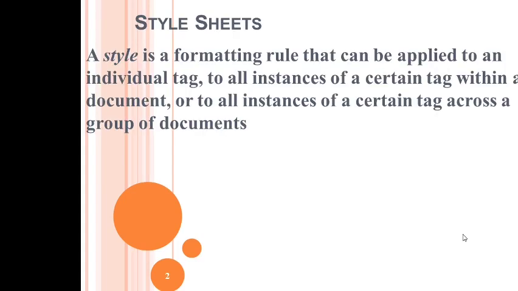A style is a formatting rule that can be applied to an individual tag, to all instances of a certain tag within a document, or to all instances of a certain tag across a group of documents. So a style is a formatting rule that can be applied to an individual tag or to a certain tag within a particular page or document, or to a certain tag across many pages or many documents.